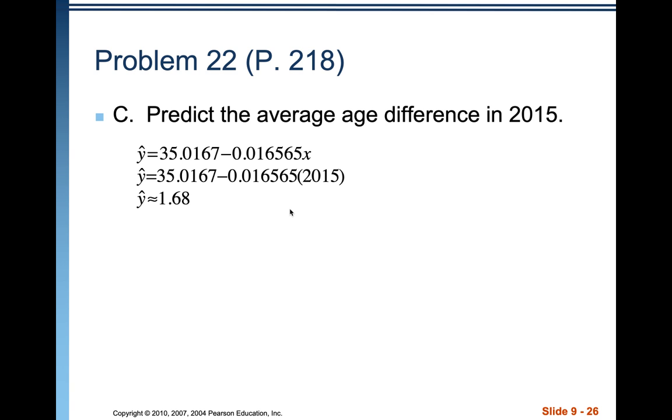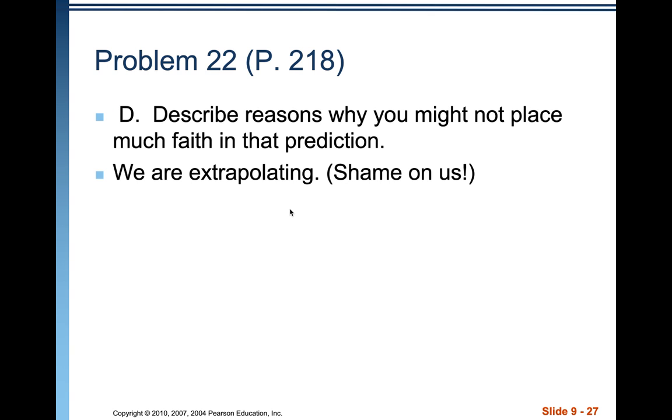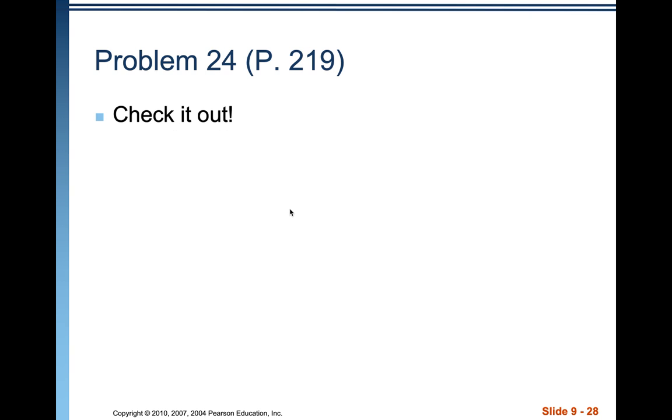All right, we want to predict the average age difference in 2015. That means we just plug in 2015 for X and we get 1.68. So notice we have a hat on our Y. That's incredibly important because that communicates that we know that this is a predicted value from our model and not an observed value. Okay, describe reasons why you might not place much faith in that prediction. Well, we're extrapolating, okay? Societal conditions could change and the trend could be different.